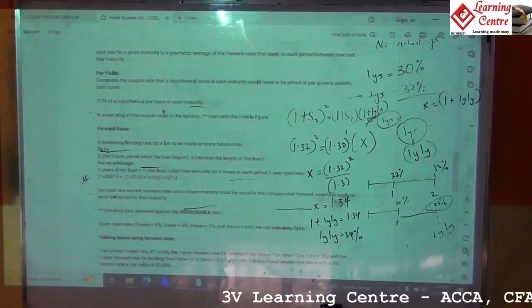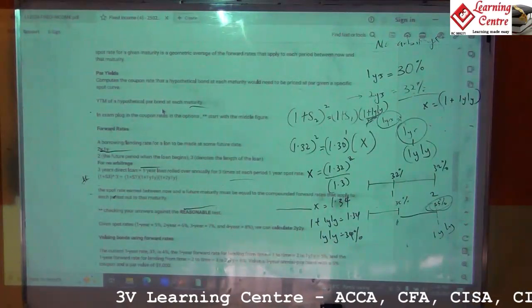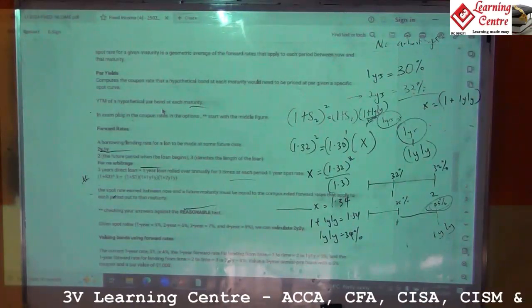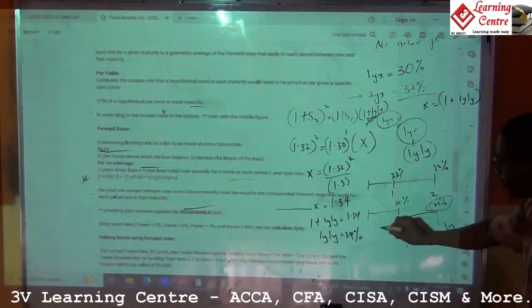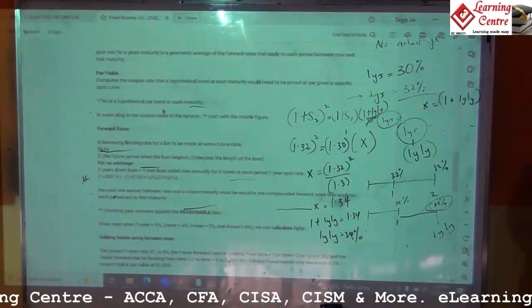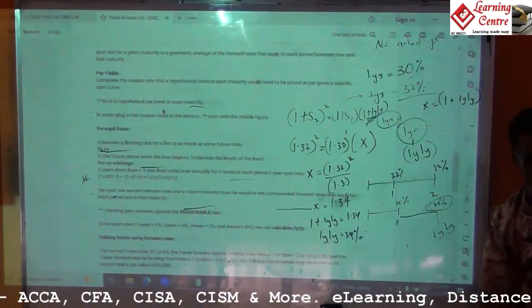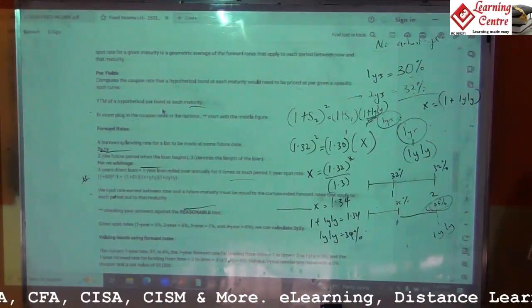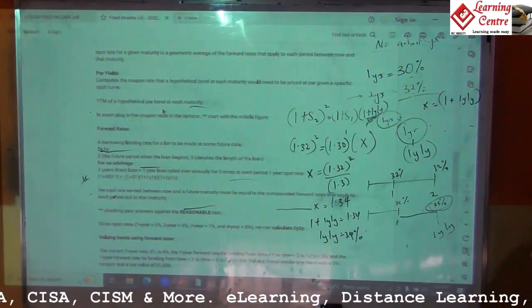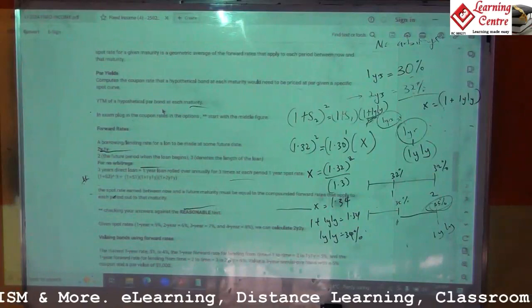So the rate that will clear the market is the one you come to, this 34%. This is what the market is. And that is what we have to do. What is the forward rate? So if I know the spot rate, I should be able to derive the forward rate. The spot rate, that's the current rate. Where did that 32 come from?